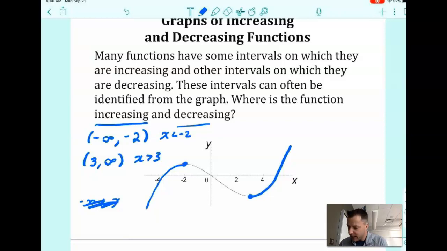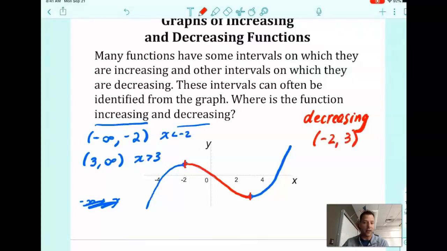Now let's look at the decreasing, and you only have one spot there, and that's in between. We're falling down. Okay, so we're decreasing. So we're decreasing on the interval from -2 to +3. So from -2 to 3. Now that's not an ordered pair. Okay, that is the interval.